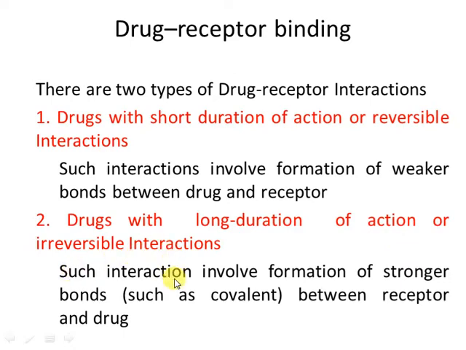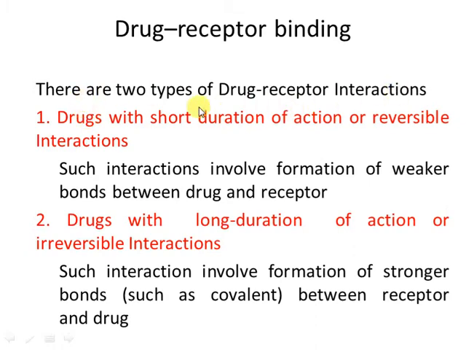So just for your general interest, it is ideally preferred that the drug binds with the receptor through reversible interactions, because if the drug binds with the receptor through a covalent bond, then in that case the nature of the receptor will be changed. So we don't want the nature of the receptor to be changed. We just want the drug to bind with the receptor and show its biological activity, right?